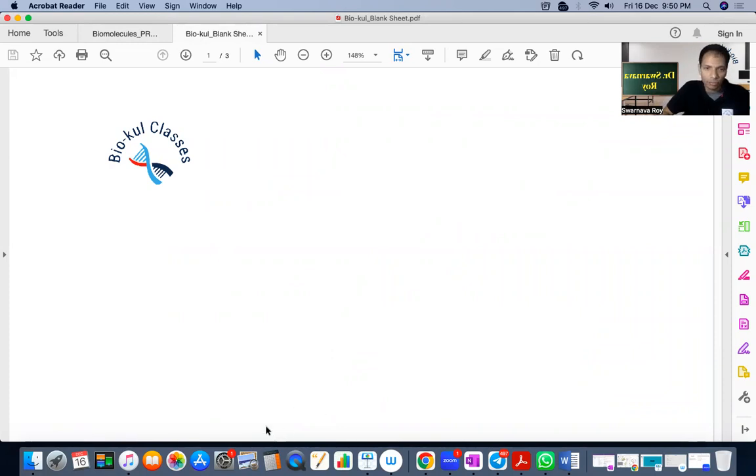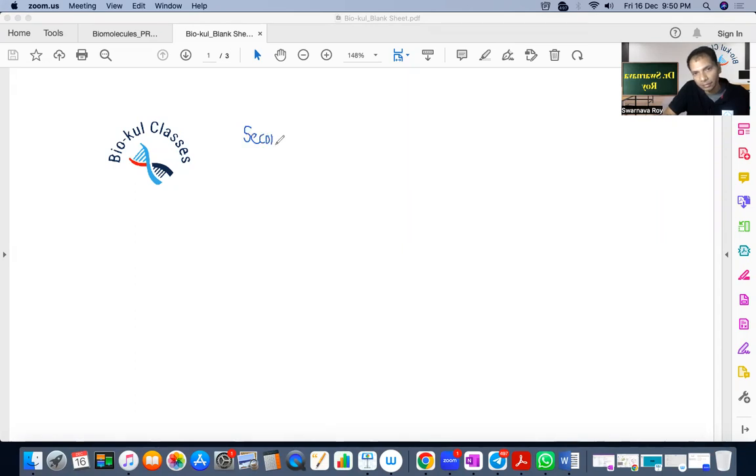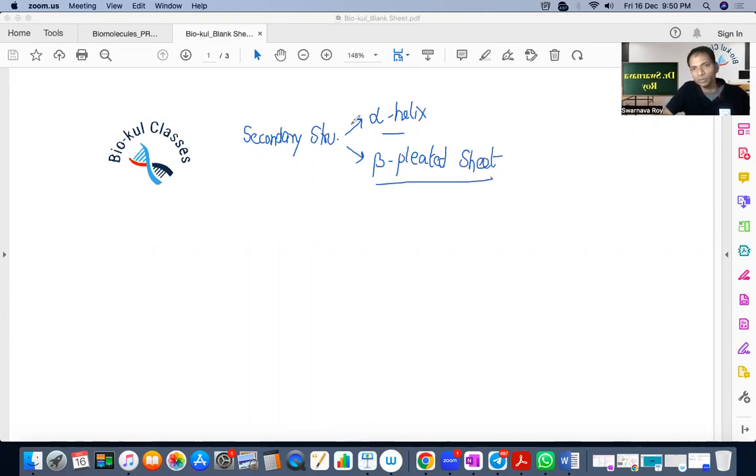And when I say folds, the secondary structure can be of 2 types. We have the alpha helix, and we have the beta pleated sheet, or we can say the beta sheet. So there are 2 kinds of secondary structures. What are secondary structures?